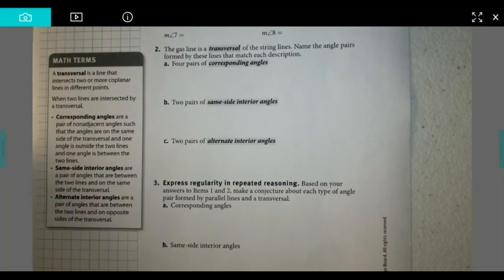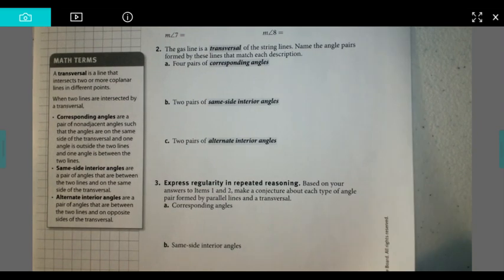After you've completed question number 1, for number 2, it says the gas line is a transversal of the string lines. Name the angle pairs formed by these lines that match each description. We should have 4 pairs of corresponding angles, 2 pairs of same-side interior angles, and 2 pairs of alternate interior angles, as shown in the math terms box to the left.